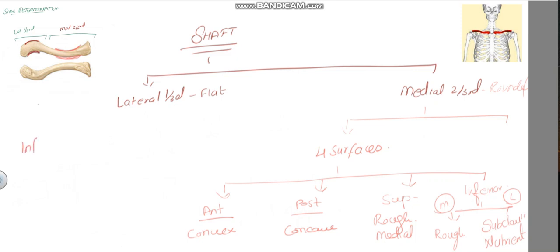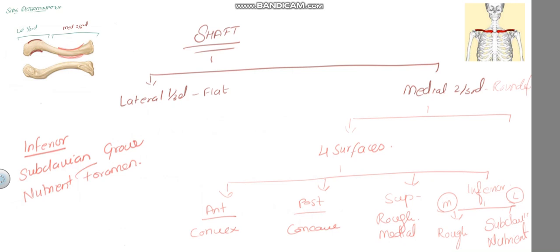I'll write it down here again. Inferior, you have the subclavian groove and the nutrient foramen. So here we have the trapezoid ridge, and here we have the conoid tubercle. Right here, we have the subclavian groove.